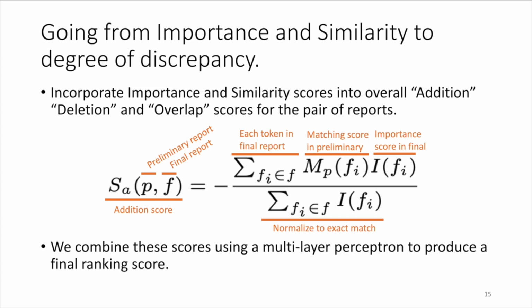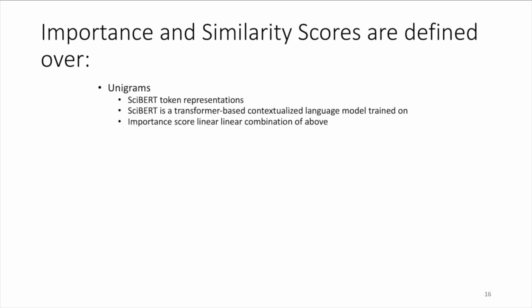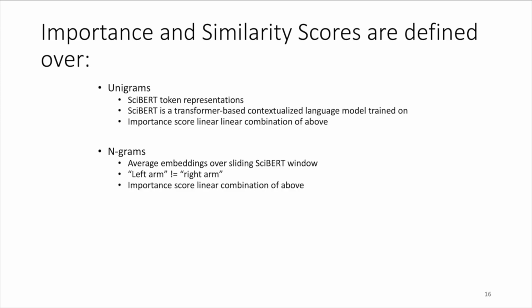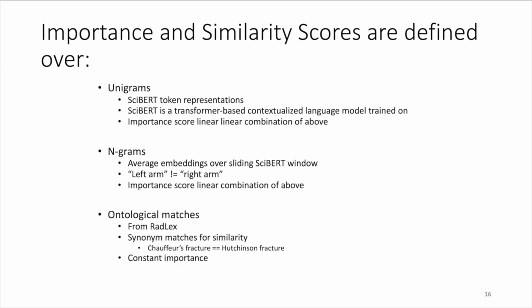So if we have a very similar text in the final report, it will result in a high similarity score overall. We define these importance and similarity scores over unigrams, so token representations from SciBERT, over n-grams, so a sliding window over these windows, and ontological matches from RadLex. RadLex is a radiology ontology.